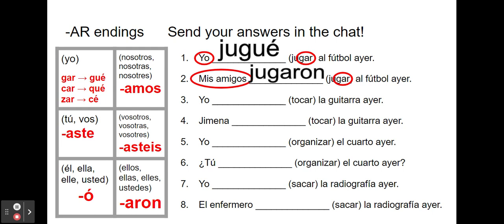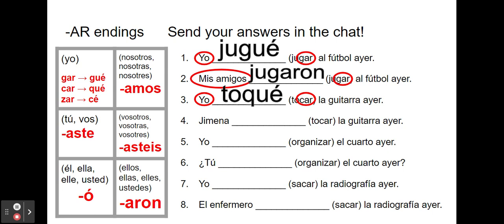Number 3, the verb tocar. Yo tocar la guitarra ayer. I played the guitar yesterday, past tense sentence. And I noticed that tocar is a CAR verb, and the yo form is what I need. So that's my irregular form. The CAR should change to QUE with an accent mark. So that is toqué. Yo toqué la guitarra ayer.